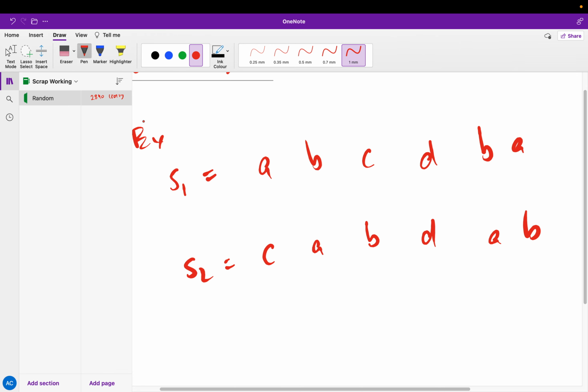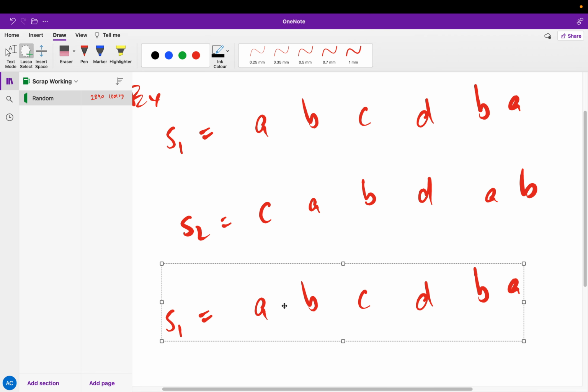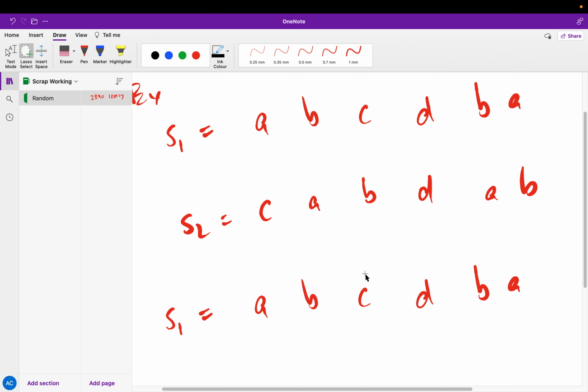So if I just take S1 and I play around with it, what we see is, if we swap this C around with this A, that difference in positions is even, so that's legal. Now the C is in the right place. If I swap this A and this B, then those are in the right place.